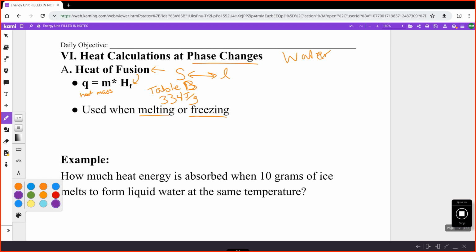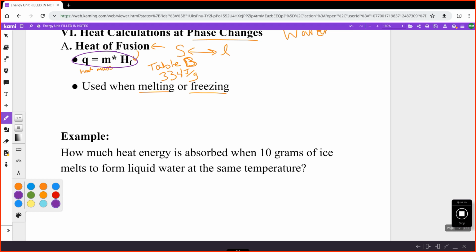The big thing here is that temperature is never changing. We talked about this a few videos back. At a phase change, temperature is constant, which is why you don't find any information about temperature in this equation. It doesn't matter what temperature it melts at, and it certainly does not change temperature.